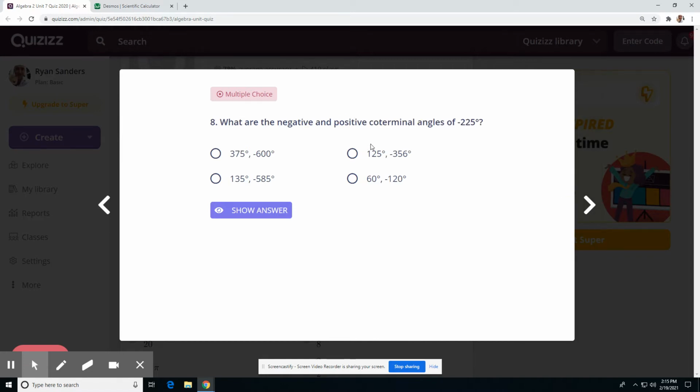Negative and positive coterminal, so in this case, you would add 360 and subtract 360. And you may have to do that multiple times if they're really big or small numbers to see where it lands.